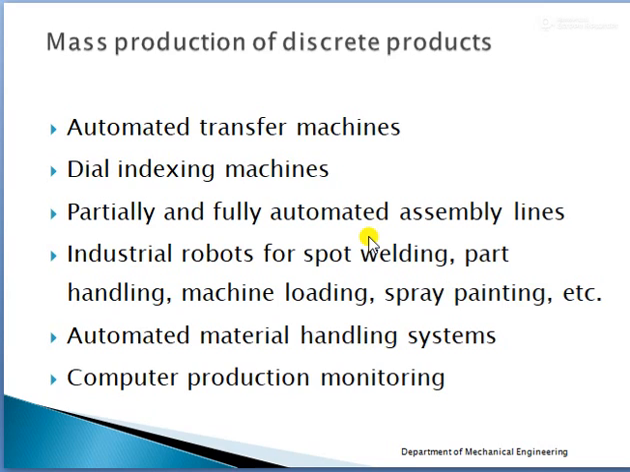And these are the achievements: automated transfer machines, dial indexing machines, partial and full automated assembly lines, industrial robots for spot welding, part handling, machine loading, spray painting, automated materials handling systems, computer production and monitoring.